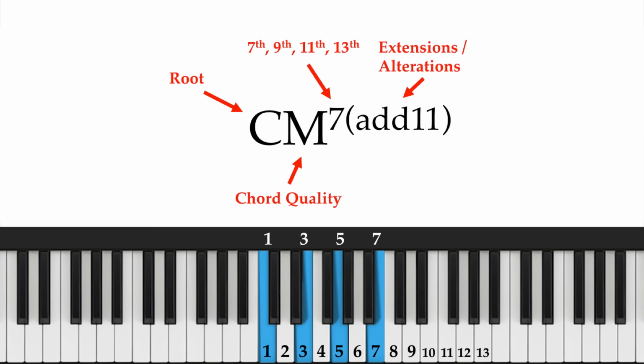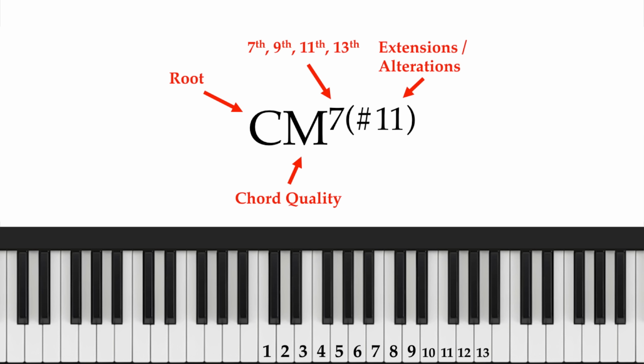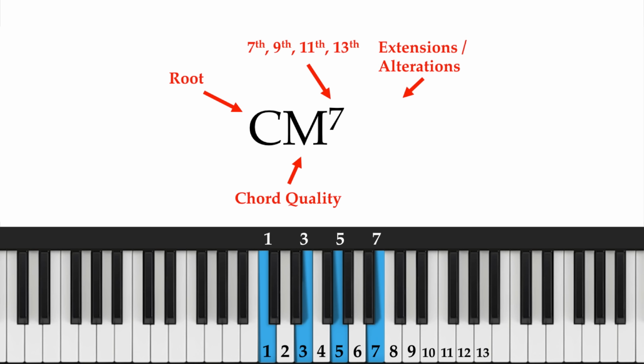Now let's alter that 11. So now we have a C major 7 sharp 11. Notice we don't write the word add with altered notes. Again, chord symbol usage isn't standardized, so it's possible you will see add sharp 11 somewhere. Ultimately, it doesn't matter as long as you understand what somebody is saying. Now, as we've already learned, if I play a C major 7 and then add the 9, 11, and 13, we get a C major 13th chord. Now, what if inside that C major 13, I want the 11 sharped?